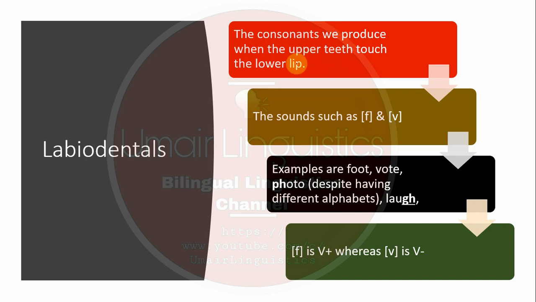So what happens when we produce f and v, the lower lip comes towards the upper teeth. Examples are f in foot, v in vote, and photo. So don't be confused with the letters. Ph represents one sound, f. F is actually a voiceless sound, while v is the voiced sound. All right.